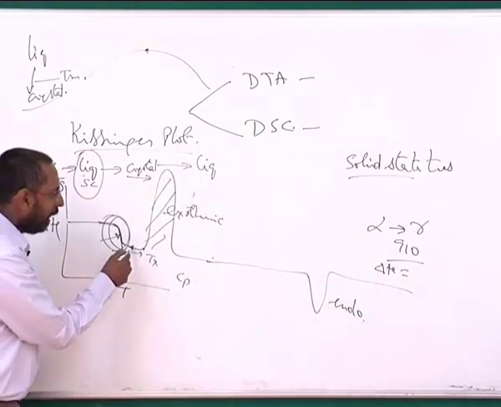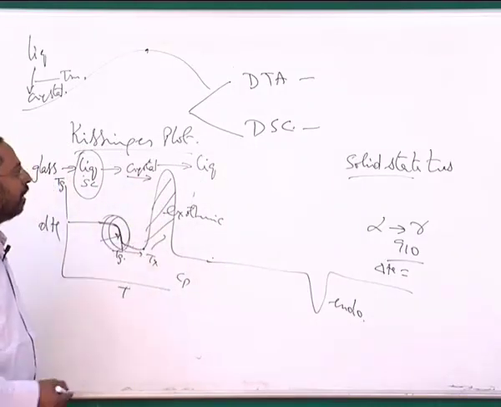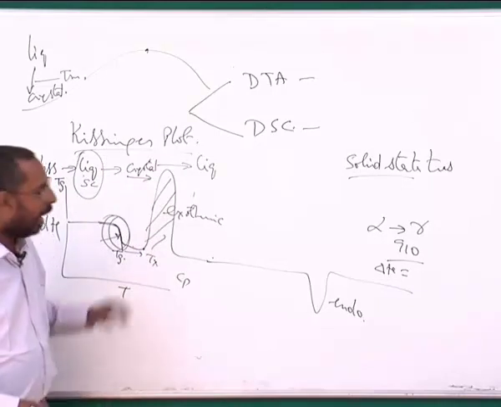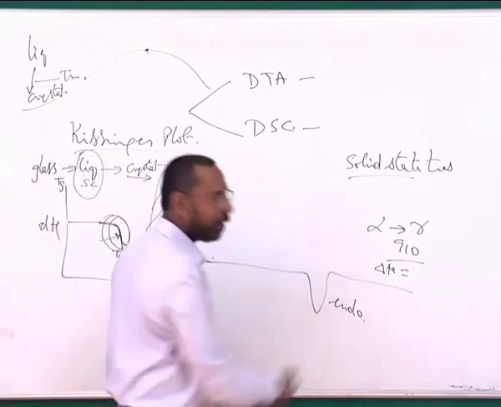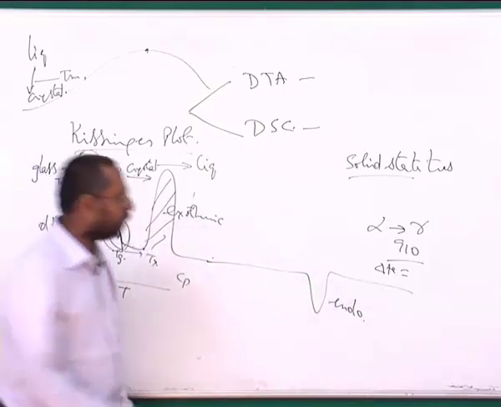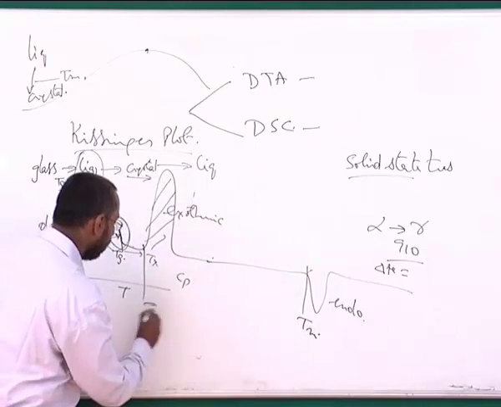Why? Because here a supercooled liquid is undergoing a crystal transformation. When a liquid goes to a crystal, the heat is evolved, and here it is the crystal which is undergoing melting, and as a result this is an endothermic. So this is the melting point, Tm, and this is what we call Tx.